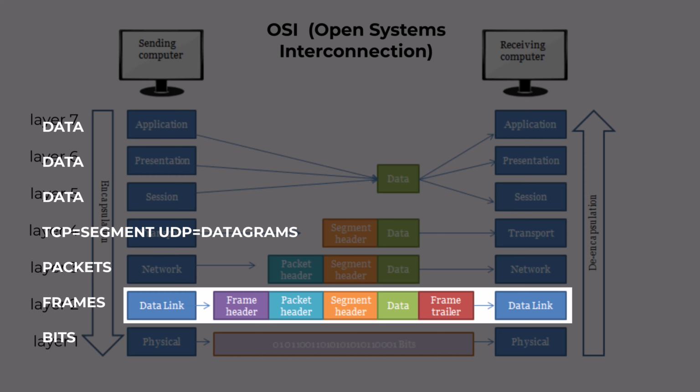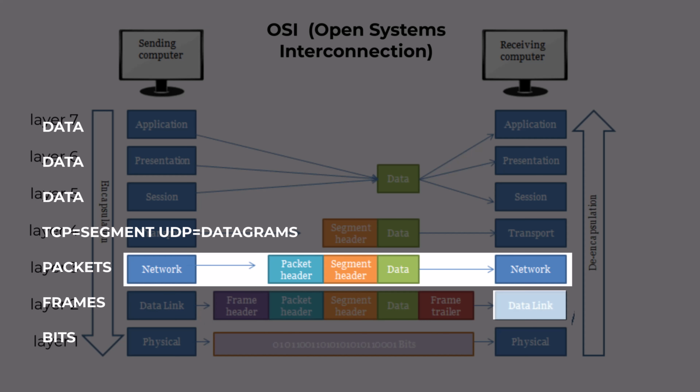Data link layer. Up at the data link layer, data is organized into frames. Frames include bits plus MAC addresses and error checking info moving between devices on the same network. And here the data is being transferred in frames. And moving on, the network layer works with packets. These are frames wrapped with IP addresses, allowing the data to travel across different networks.